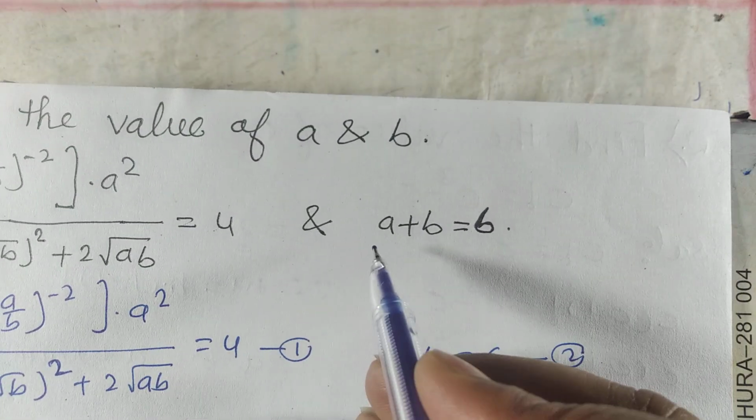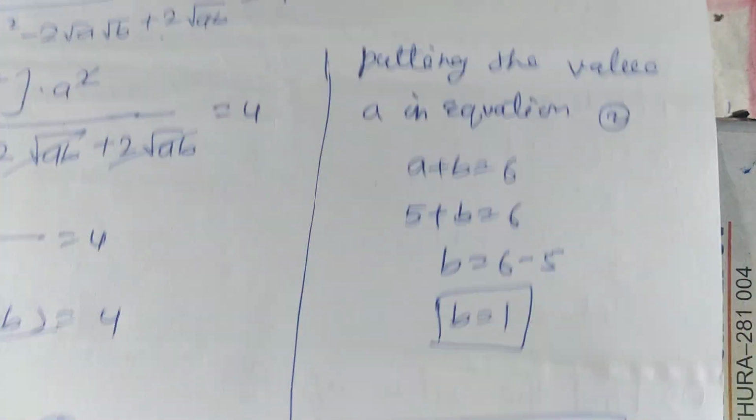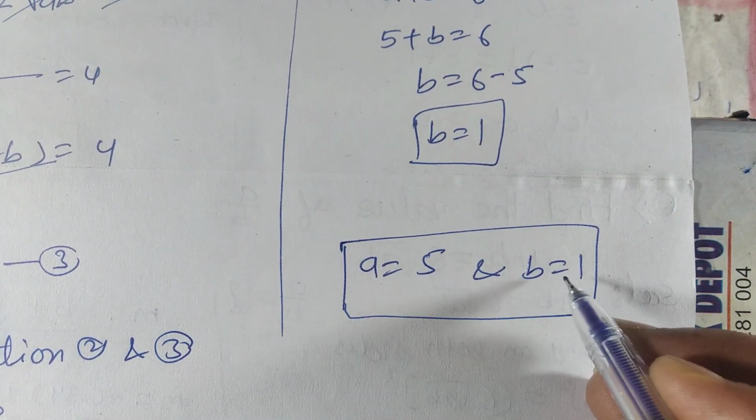Find the value of a and b, getting the answer a = 5 and b = 1.